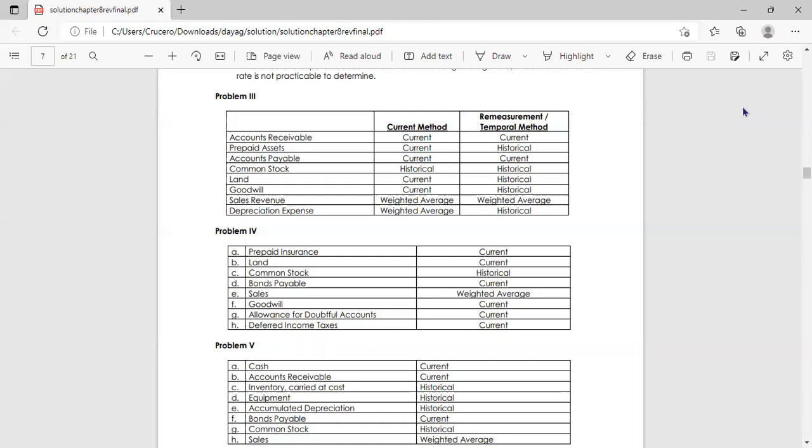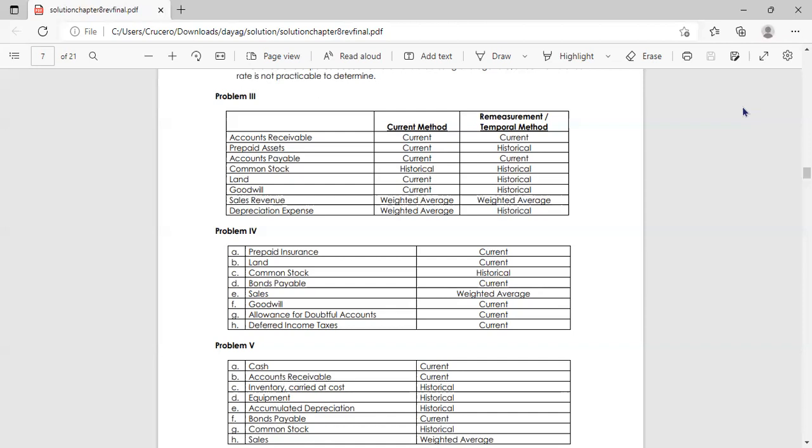Then accounts payable, again being monetary. In both methods, we use the current rates. The fact that accounts payable is classified as a monetary liability. So in the rules on page 706, your accounts payable being monetary using methods 1 and 2 should be stated at the current rates.